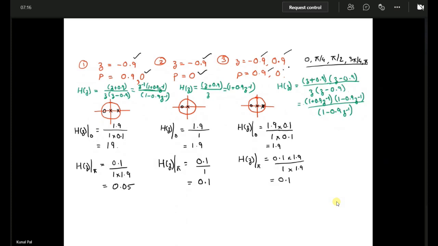So once we get this kind of question, our first target would be to look into the pole-zero plot. So in the pole-zero plot, this is the z plane, and then we have the real z and the imaginary z. Okay, so we have a zero at minus 0.9 over here. Then we have a pole at 0 and a pole at 0.9. Okay.